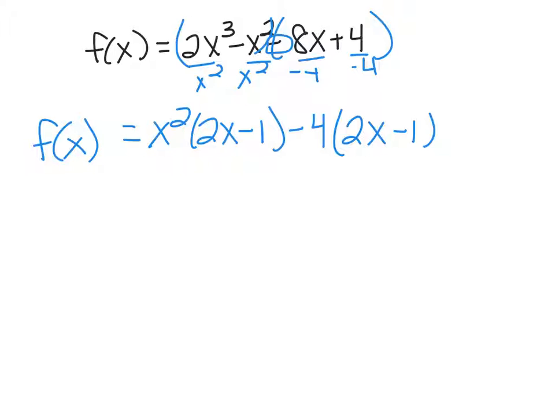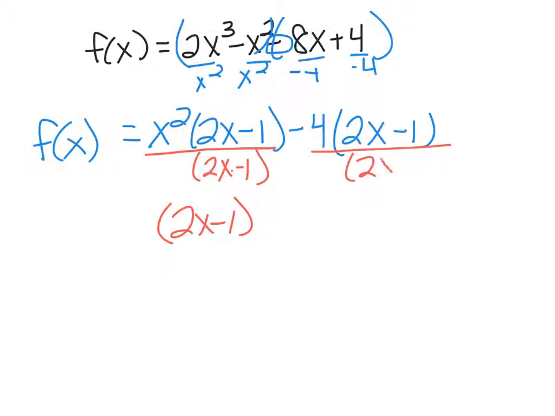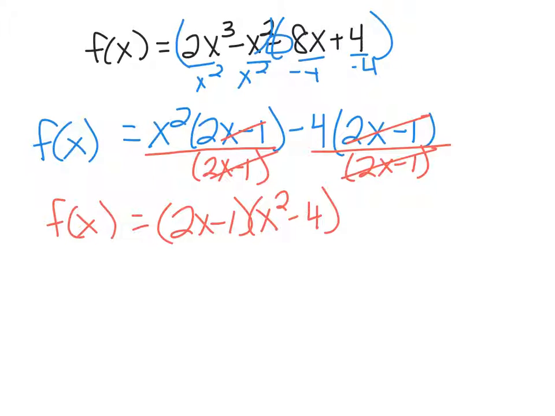Next up, I'm going to factor again. I have a term there and a term there. In common, I have a 2x minus 1, and when I divide out a 2x minus 1 out of each, I'm left with an x squared minus 4. Next up, I notice here I can factor that again. That's a difference of 2 perfect squares. So that's x minus 2 and x plus 2.